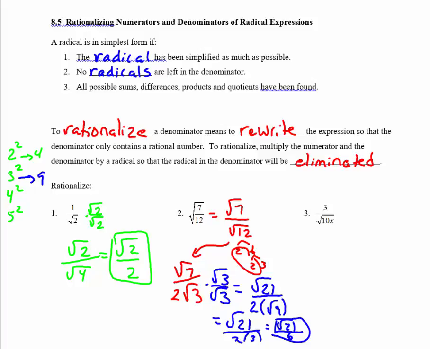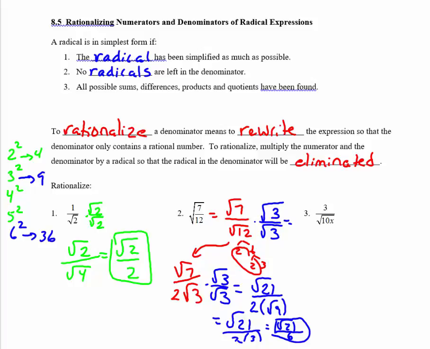Now the other way is just to rationalize without simplifying first. So when we had the square root of 7 over the square root of 12, we need to ask ourselves, what is the first nice square that 12 can go into? Well, it's actually 36 because 6 squared is 36. And 12 can go into 36 3 times. So we can multiply top and bottom by the square root of 3.